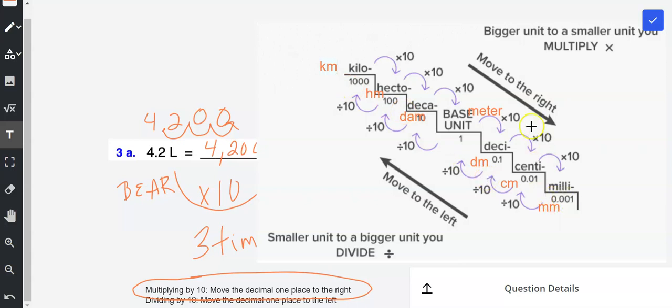So I just wanted you to see the different abbreviations you're going to see, whether your base unit is meters, liters, or grams.